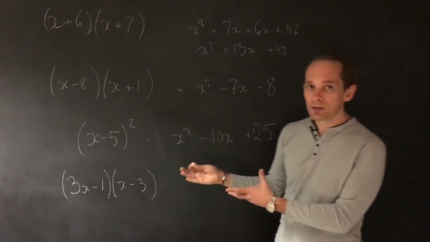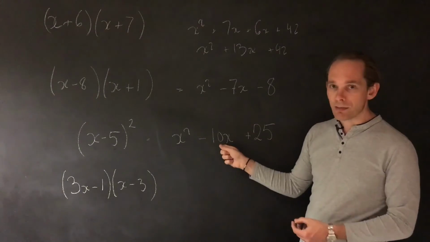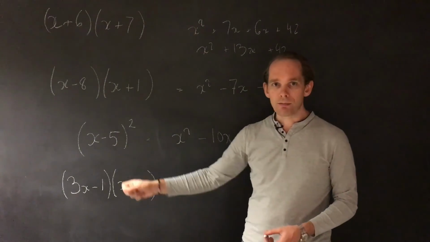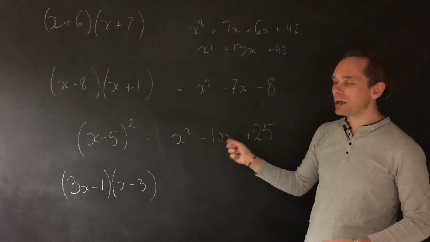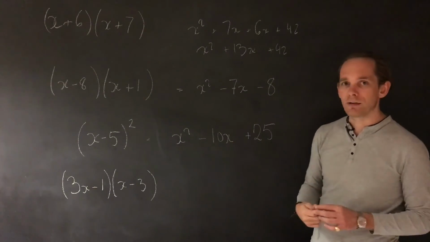So in any all squared expansion, that middle term is going to be double this number times this number. So in this case, double minus 5 is minus 10x plus 25. So that's the all squared expansion.